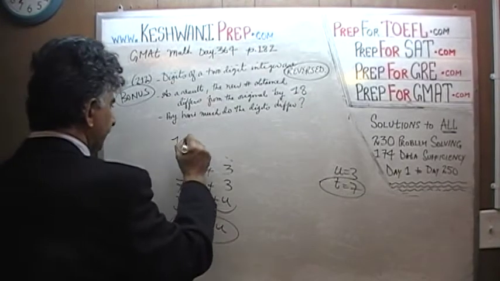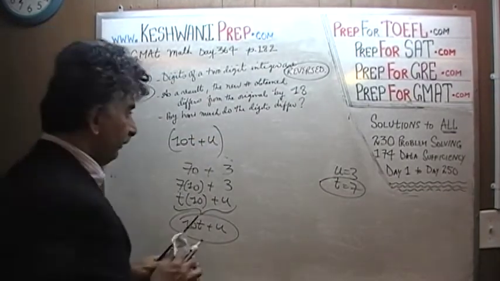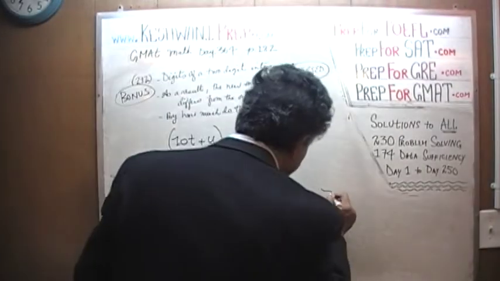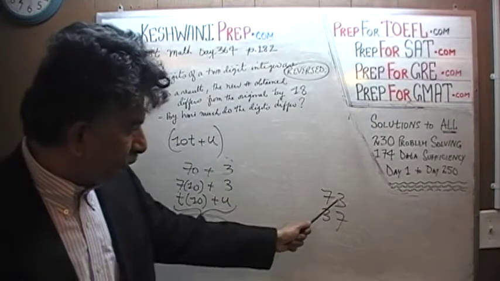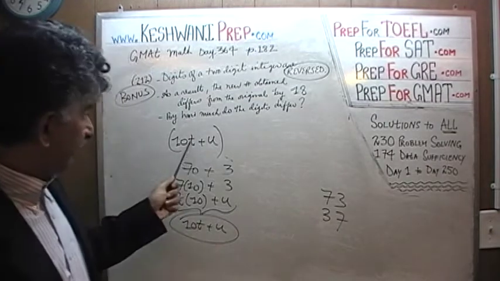10 times t plus u. And then what happens? Well, it's very simple. What happens is that we reverse the digits. So 73 becomes 37. The unit digit moves in place of a 10 digit, and the 10 digit moves in place of the unit digit. That's exactly what we're going to do here.